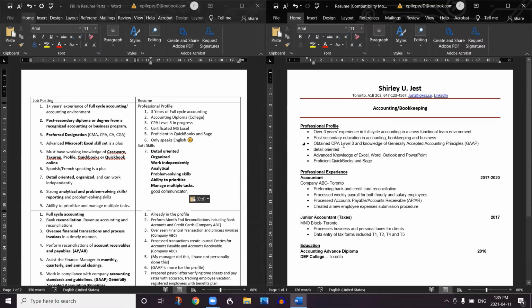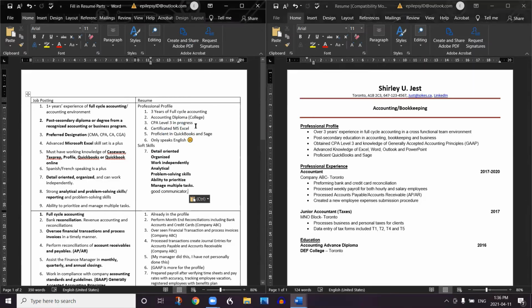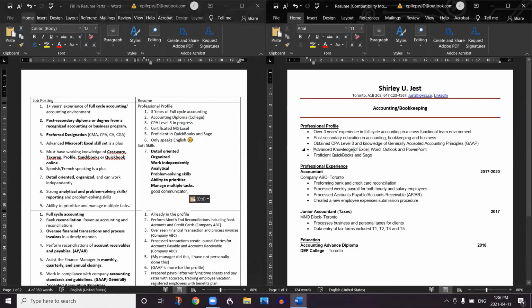Detail-oriented is already identified in our list, so I'm just going to remove this whole line for now. All right, advanced knowledge of Excel, Word, Outlook, and PowerPoint. Through our analysis and talking with the candidate, we determined that they actually were certified in MS Excel. So we want to make sure that we highlight the certificate in this as well. And I believe they were also a specialist in Word. So as opposed to going advanced knowledge, we can now outline the fact that they are certified Microsoft Office specialist in Excel and Word.